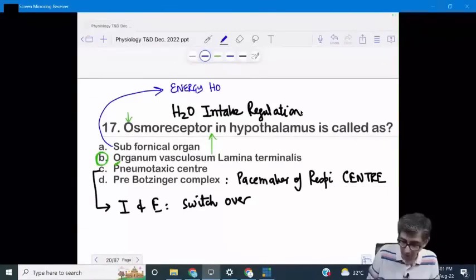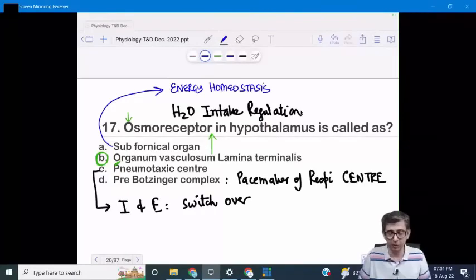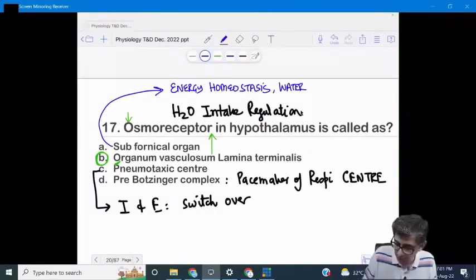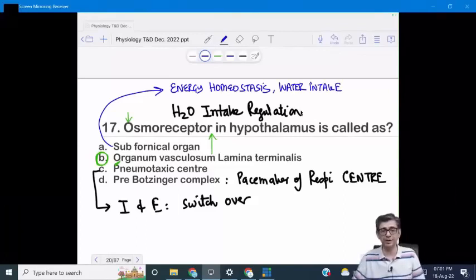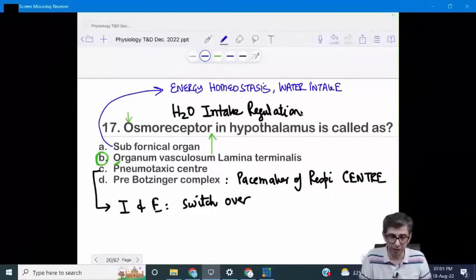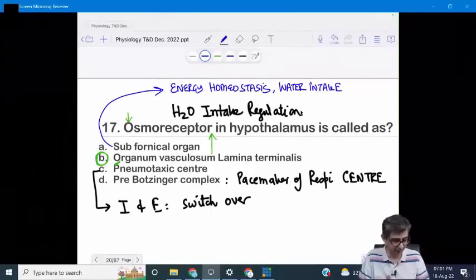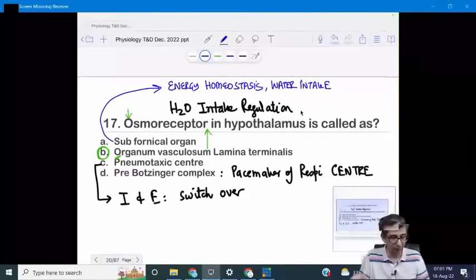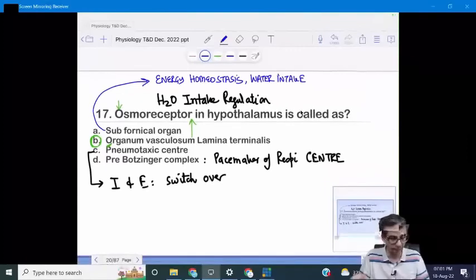It would regulate the caloric intake, energy homeostasis is the function with respect to the organum vasculosum. Apart from this, it also regulates water intake. So there are two things which are regulating water intake. One is OVLT of the hypothalamus. Second is the subfornical organ. But the subfornical organ would regulate, apart from this, the energy component as well. I mean, if one person is hungry, the person will try to eat food. Answer to 17 is option number B.